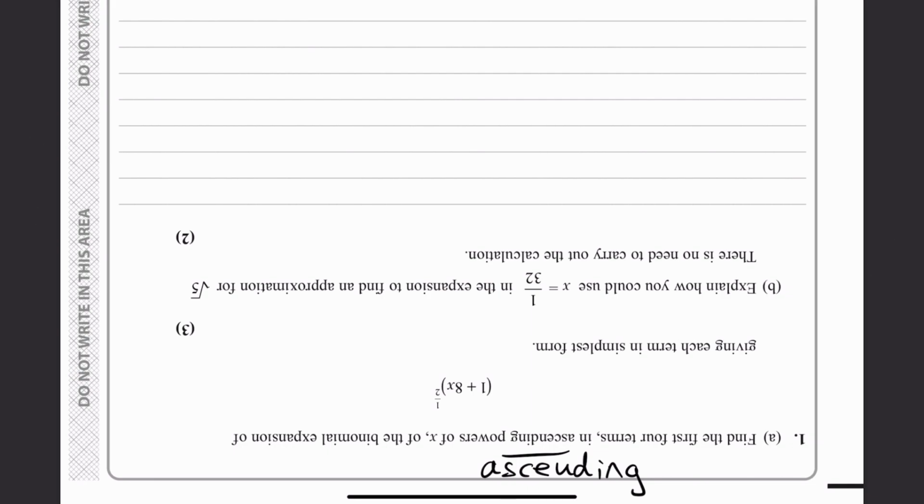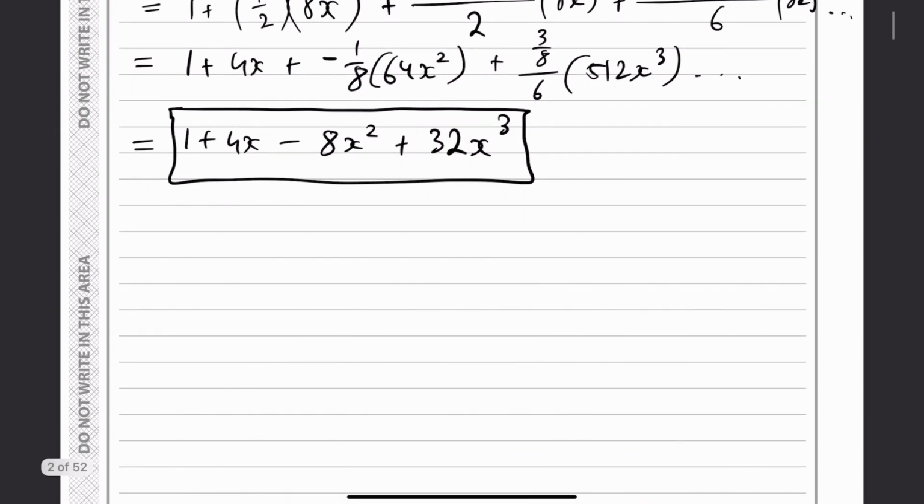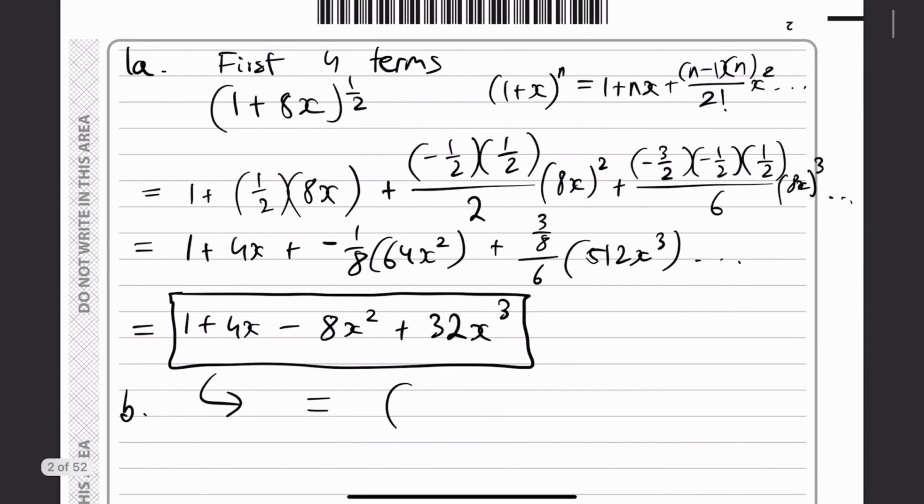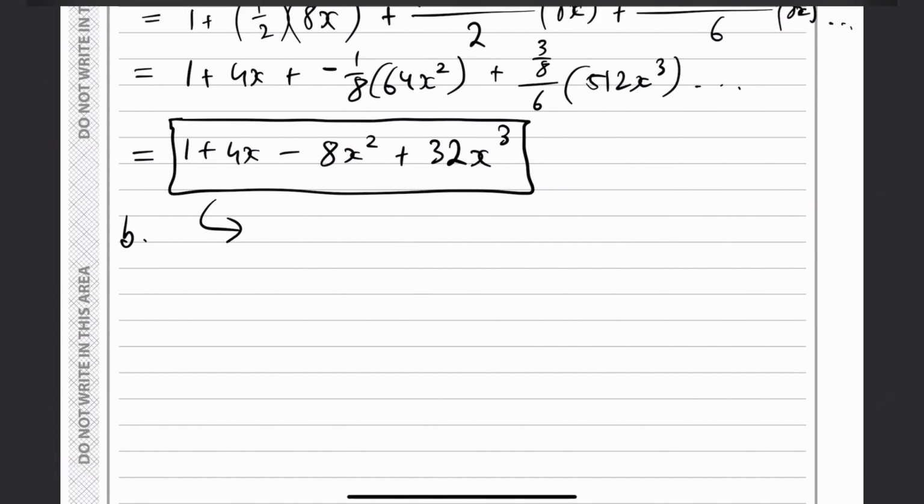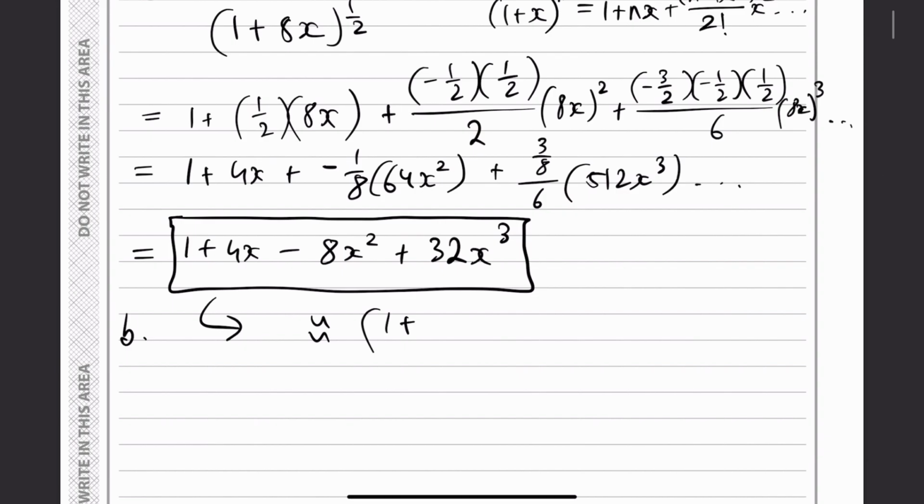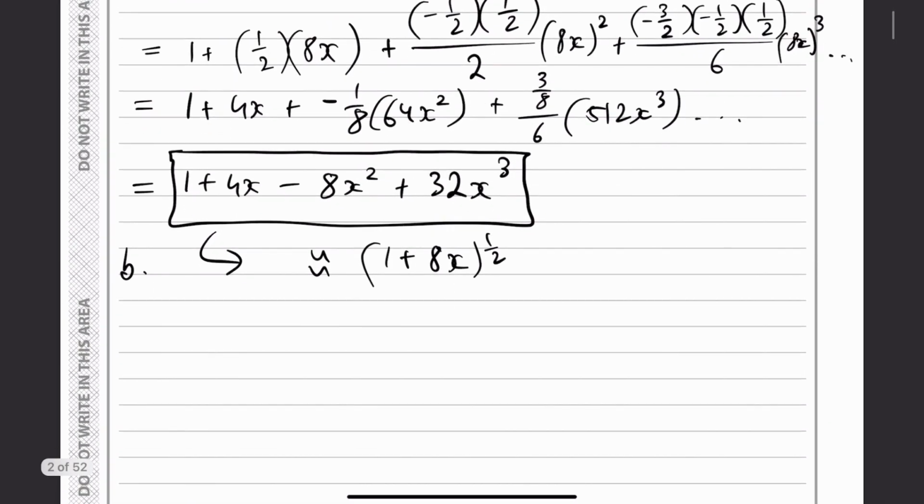Explain how you could use x equals 1 over 32 in this expansion to find an approximation for root 5. Okay, so we have our approximation, and we know this is not equal to, it is approximately equal to the binomial expansion of this, right? Let me just make sure I got that expansion right. So it's 1 plus 8x to the half, yeah. Okay, so that's approximately equal to that.